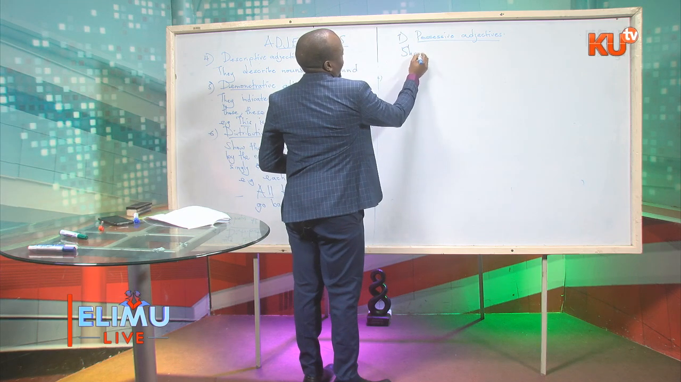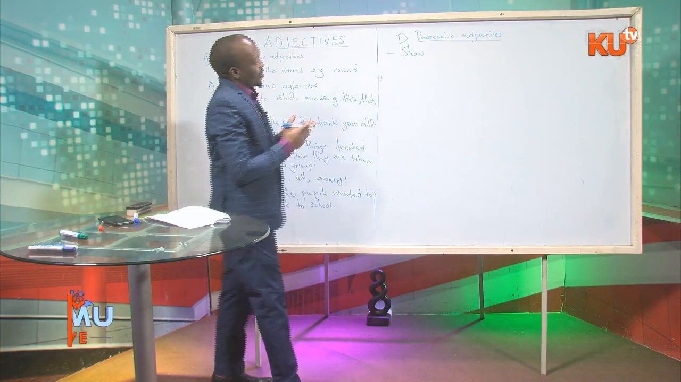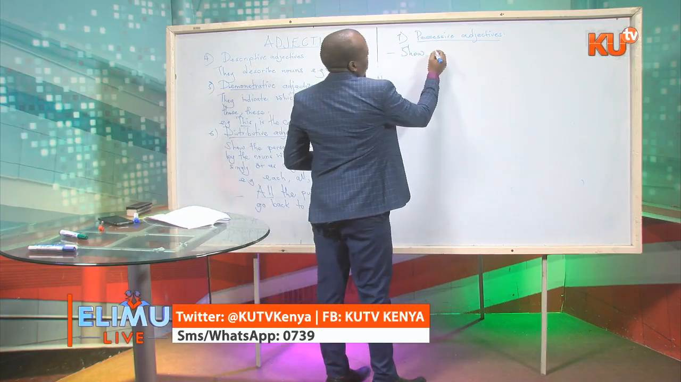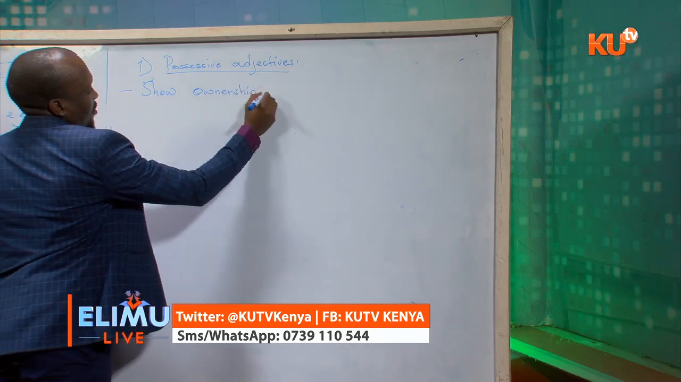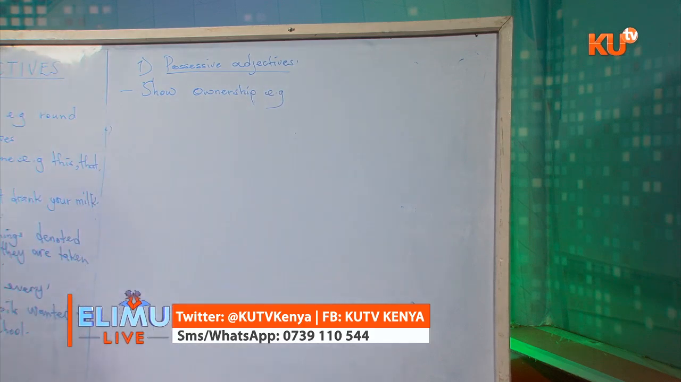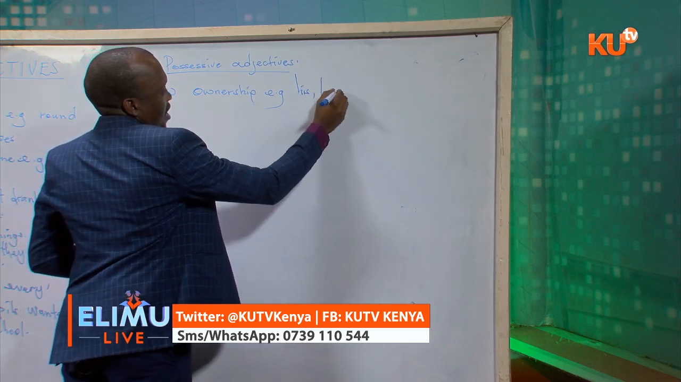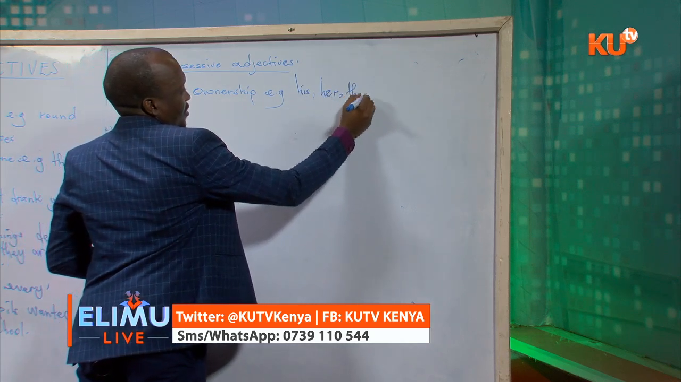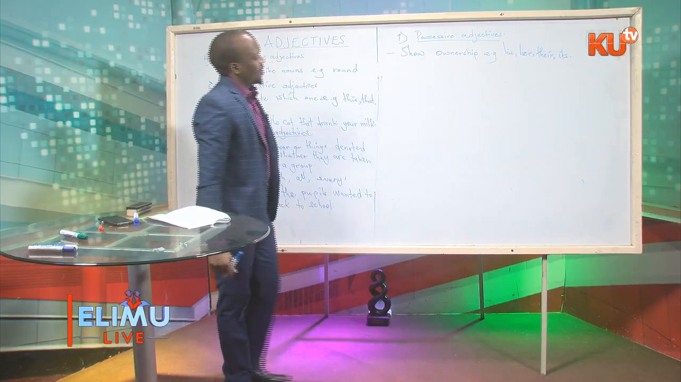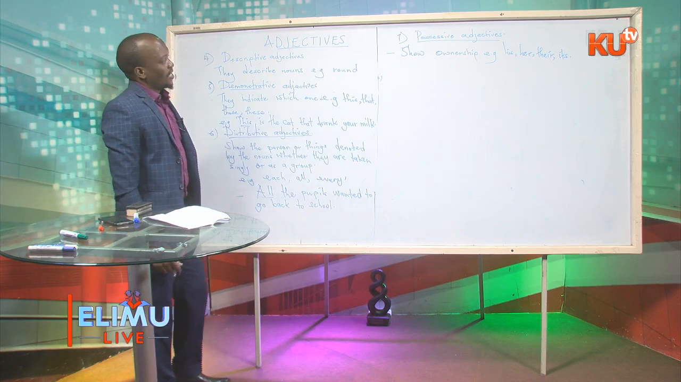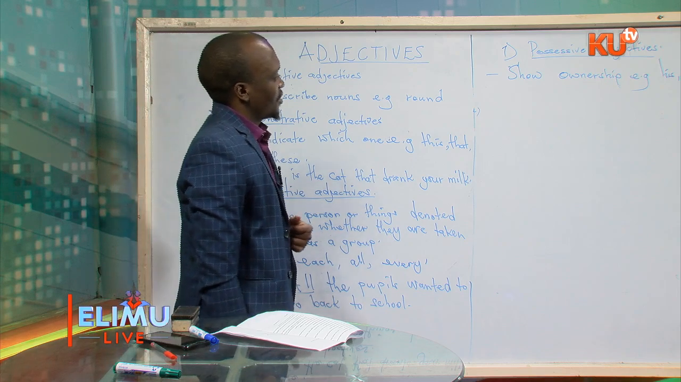I don't want to use they because I'm trying to be mean with words. They show ownership. They show ownership. E.g., his. Here you'll find words like his, her, their, and its. Those are some of the ones that you'll come across in possessive adjectives.